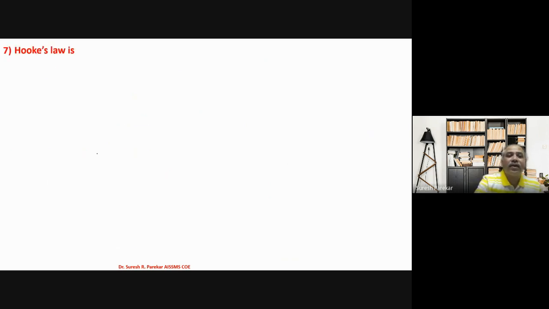Hooke's law that we know: within elastic limit, stress is directly proportional to strain, and the constant of proportionality is Young's modulus, which is known as E. So this is Hooke's law. Within elastic limit, stress is directly proportional to strain, and the constant of proportionality is E, which is Young's modulus or modulus of elasticity.